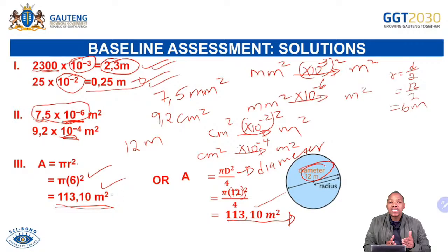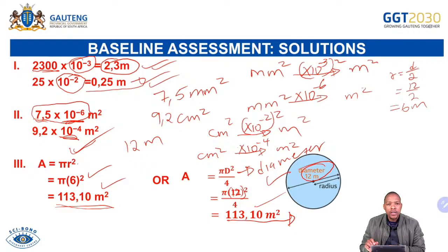As you can see, the answers are the same. So these are two options of calculating the area. I'm aware that some people use this way and some people use this way. Stick to the one that you've been using and are comfortable with. But remember, if you use this way and you are given a diameter, you must always calculate for the radius by dividing the diameter by 2.